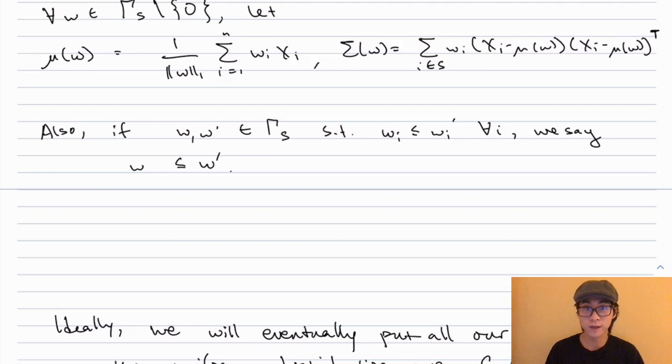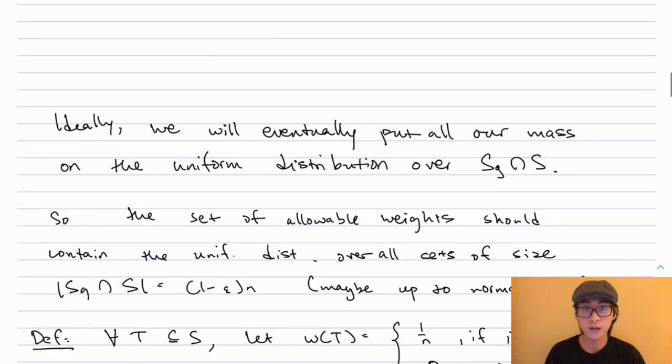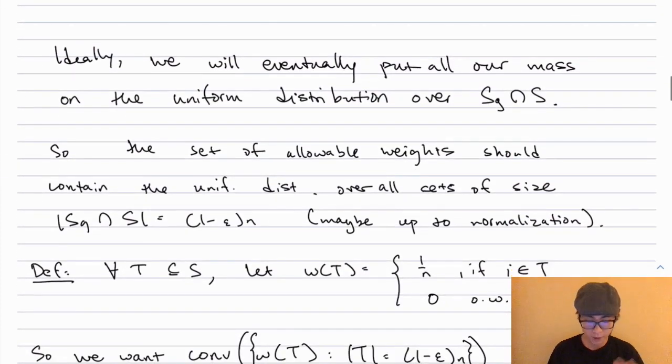So let's consider the set of weights we're going to want to consider. It's going to be a subset of the points in the subsimplex, ideally a convex set because we like optimizing over that kind of set. Ideally, our algorithm is hopefully going to place all our mass of our set of weights over the uniform distribution over the remaining good points, so over S_good intersect S.